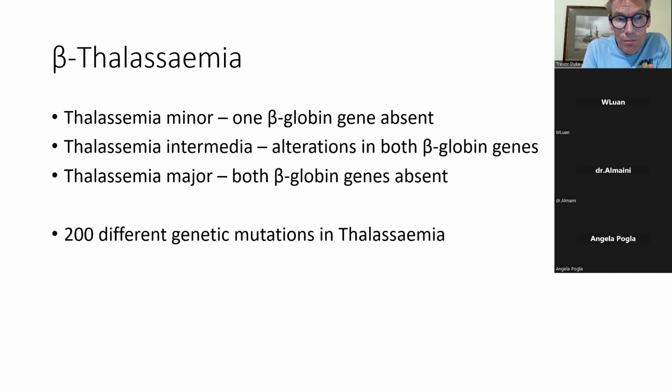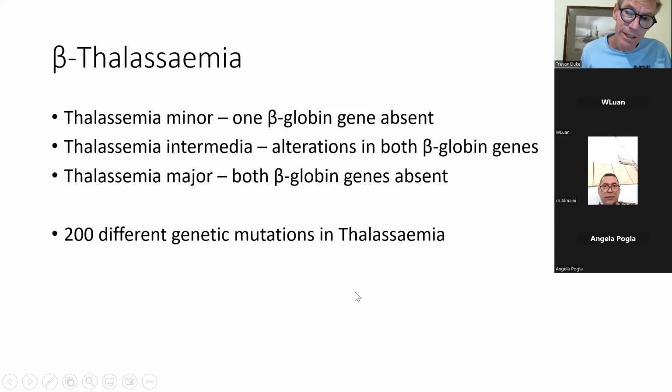Remember, I said that beta thalassemia can be either thalassemia minor with 1 beta globin gene absent, or thalassemia intermedia, where there's an alteration to the beta globin genes, but they're not absent. They're there, but they're not absent. And then thalassemia major, where both beta globin genes are absent. And as I said, there's 200 or more different genetic mutations in thalassemia, and they're different in Papua New Guinea than what they are in Italy, and they're different in Africa, and different in different parts of the world, but they all lead to abnormalities of the beta globin gene.